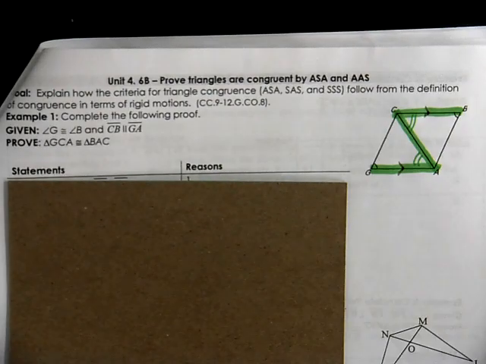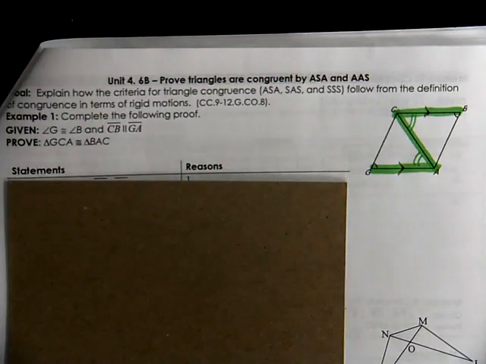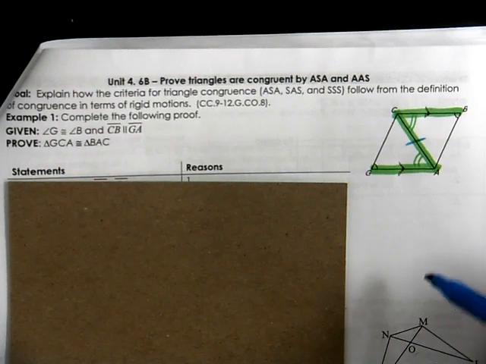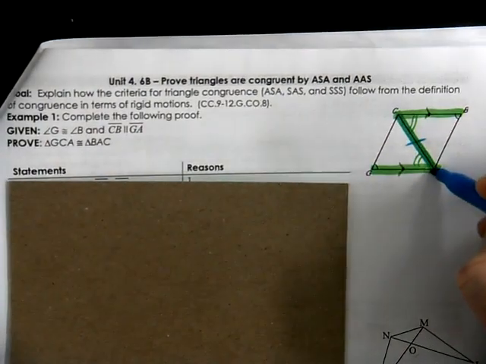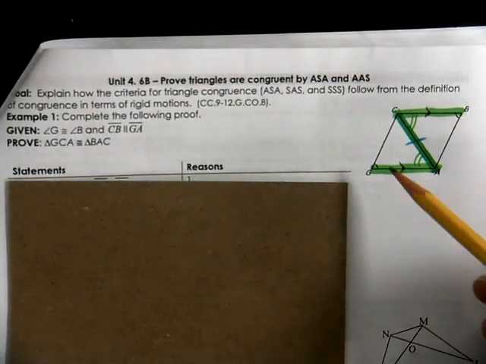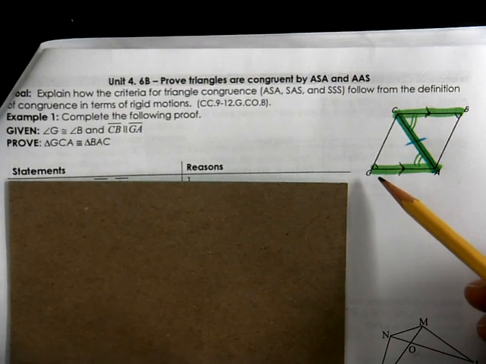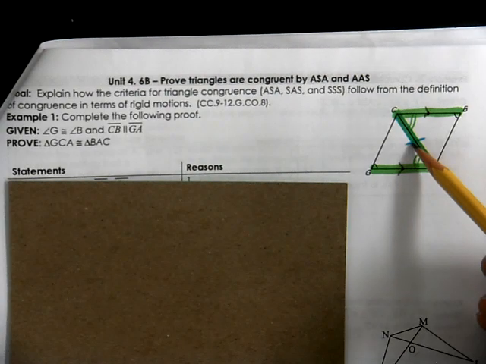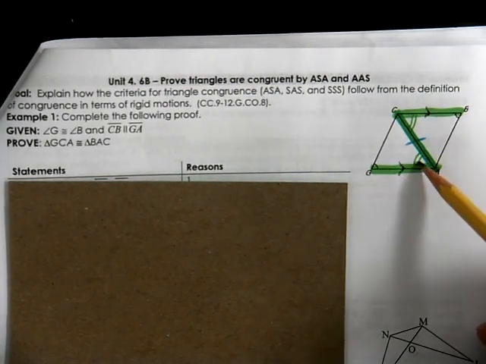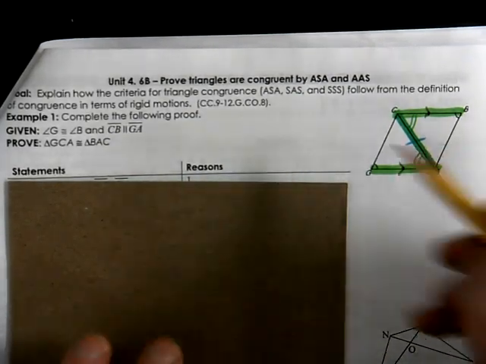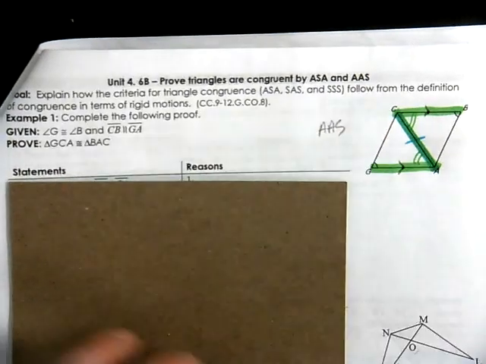What's my third bit of information I know for sure? I have the reflexive property, the one right in the middle. This segment is the same in both of them. So that tells me, even before I do my proof, this tells me my plan is angle, angle, side. I have my two A's and the side that is non-included, that is not in between those two angles. So angle, angle, side.